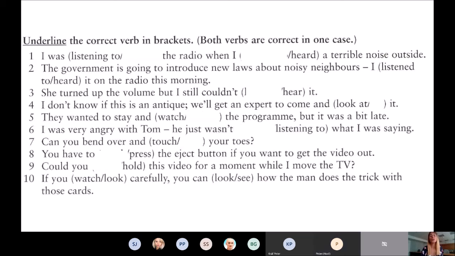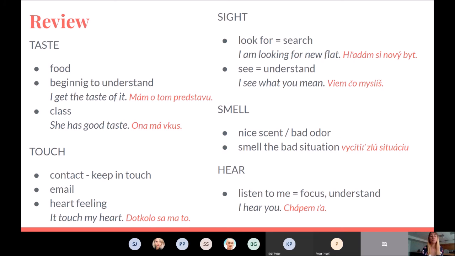man does the trick with those cards. If you look carefully. Very good. If you look carefully, you can see how. Yes, see how the man does the trick with those hands. So see, you're able to see. And if you pay attention, if you look carefully. Very good. So let's quickly review.